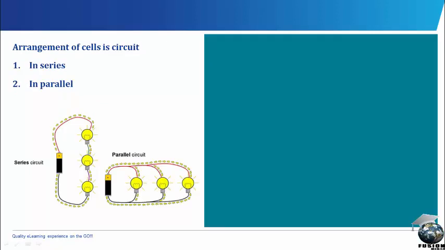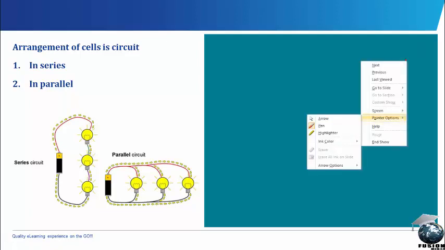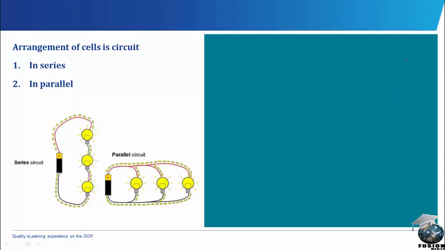Arrangement of cells. Cells, just like resistors, can also be arranged both in series and in parallel. In series arrangement of cells, as the diagram here shows, we will have a mathematical formula which will give us that the total cell E will be equal to E1 plus E2 plus E3.